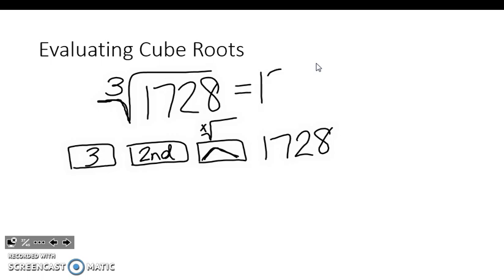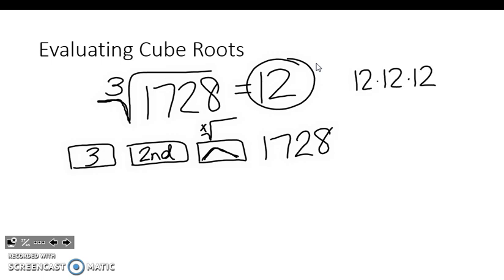When you hit enter, you find that the cube root of 1,728 is 12. What that means is if we took 12 times 12 times 12, we should get 1,728. And you can check your answers on this, which is nice. So we're finding out what number, when multiplied times itself 3 times, is going to equal the number that is being cube rooted.